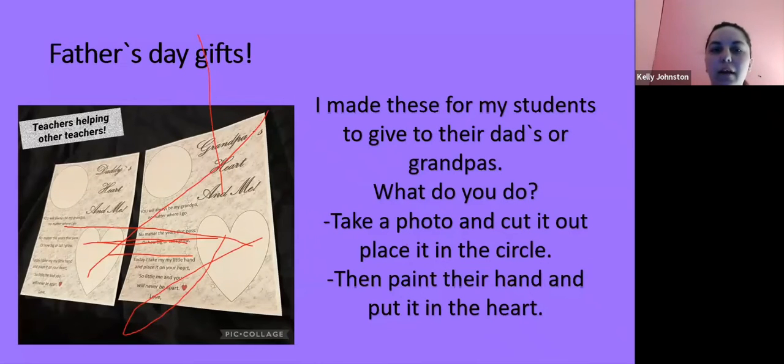So our Father's Day gift. This is something different that I made. So I made this for daddies. I made these for grandpas, just in case daddy's not there.